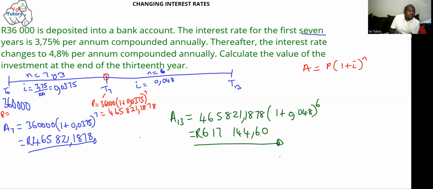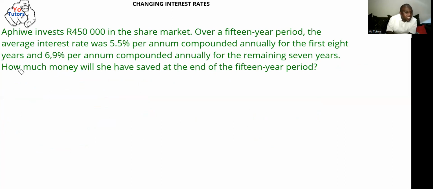Now let's look at another question and see if we can understand. Apiwe invests 450,000 in a share market over a 15-year period. The average interest rate was 5.5% per annum compounded annually for the first 8 years, and 6.9% per annum compounded annually for the remaining 7 years. How much money will she have saved at the end of the 15-year period?